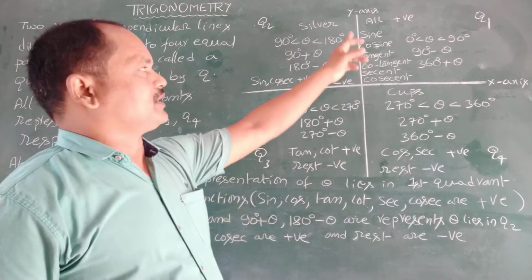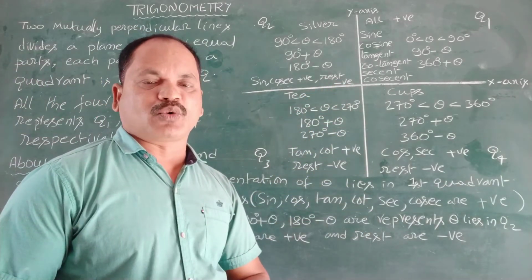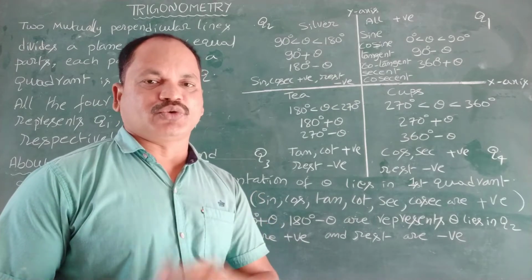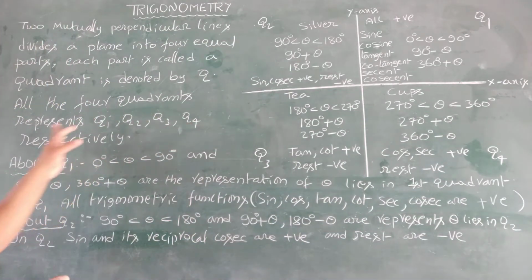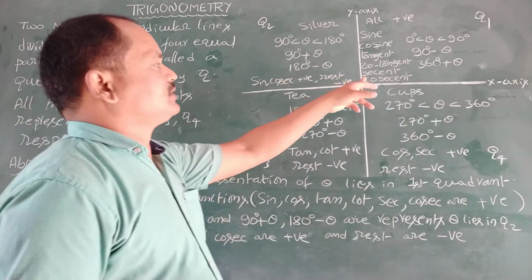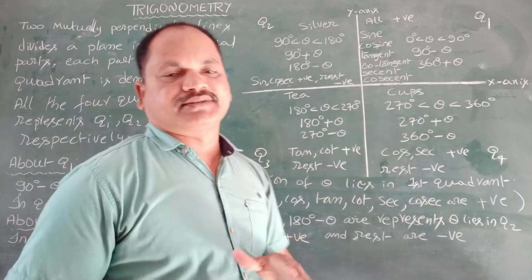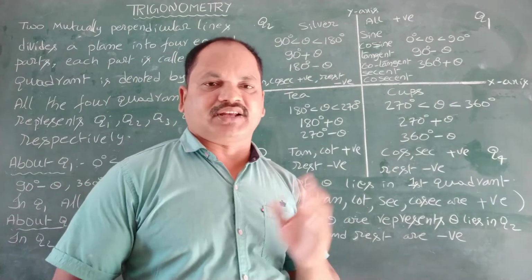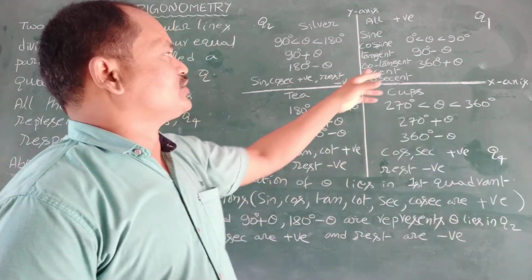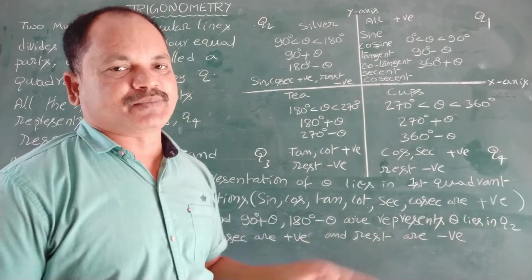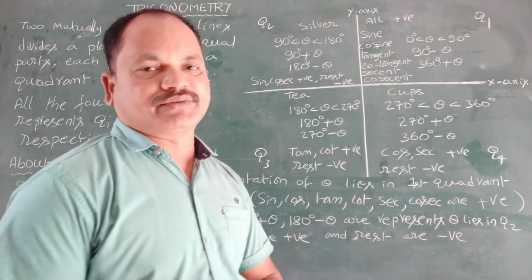Two mutually perpendicular lines divide a plane into four equal parts. Each part is called a quadrant. It is denoted by the letter Q. All the four quadrants are represented as Q1, Q2, Q3, Q4 respectively. The horizontal line is taken as the x-axis and the vertical line is taken as the y-axis. These two lines divide the plane into four parts. Each part is called a quadrant. That's why it is quadrant 1, quadrant 2, quadrant 3 and quadrant 4.